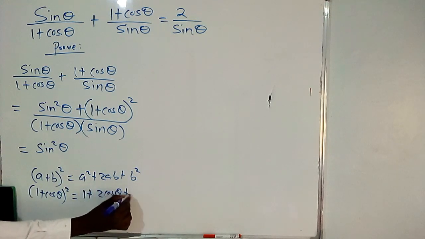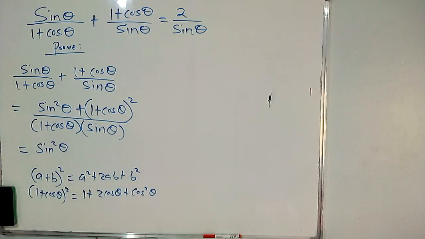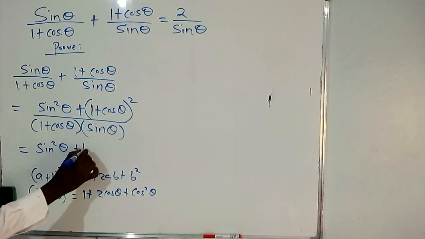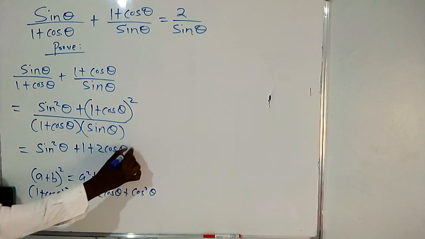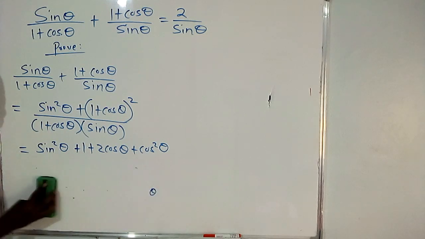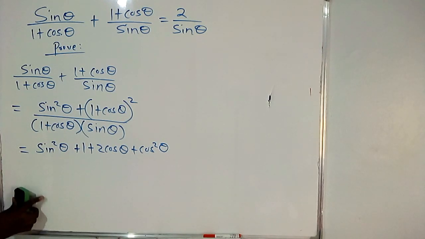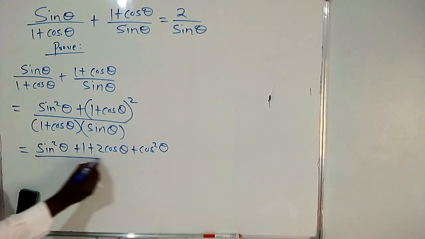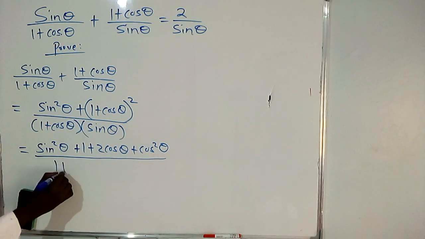So what do you end up with? 1 plus 2 cos θ plus cos squared θ. You've expanded that, isn't it? Are we together? So we have 1 plus 2 cos θ plus cos squared θ, then all over sin θ times 1 plus cos θ. So look at the numerator, you simplify the numerator.